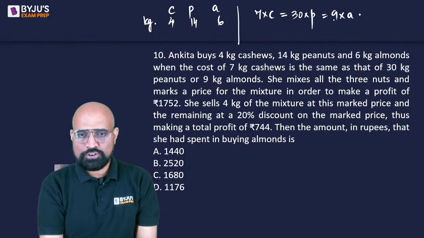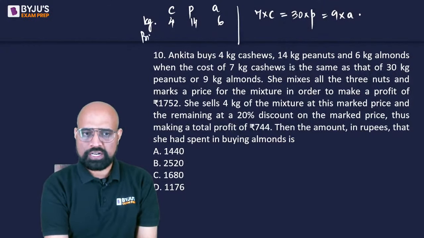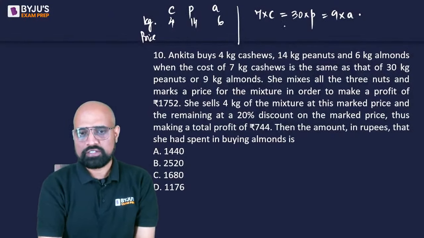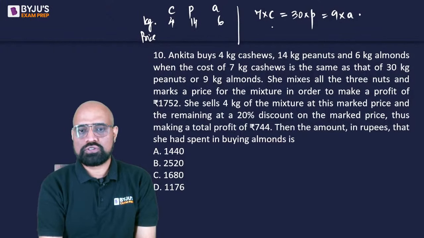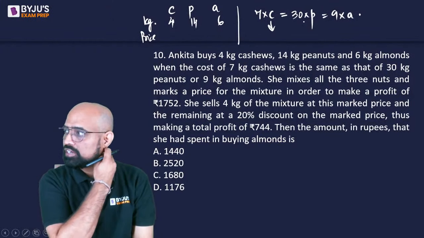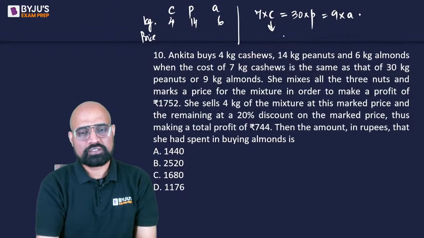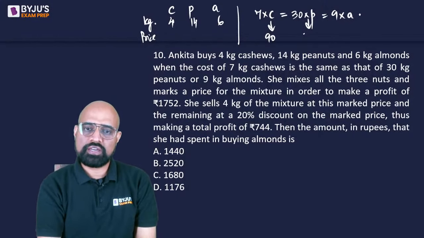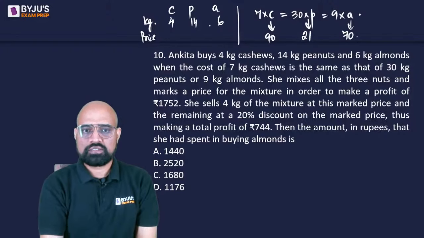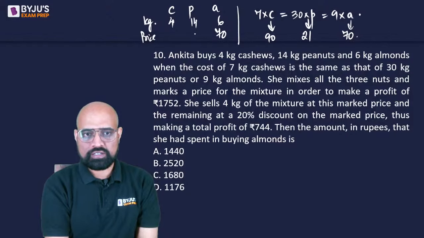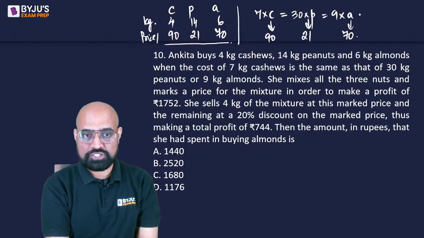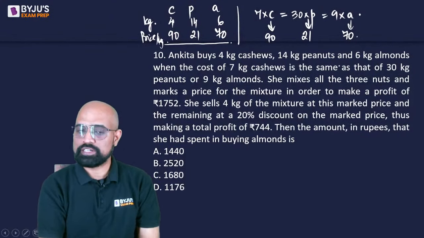So we are going to find out the price of cashew, peanut and almond as per our assumption. These are not the actual values, maybe, may not be, right? So 7, 30 and 9. So C should be 630, that's the LCM, 7 into 9 into 10. So cashew is going to be 90, peanut is going to be 21, almond is going to be 70. So almond's price is 70, peanut's 21, cashew's 90. This is price per kg, remember, I took per kg.